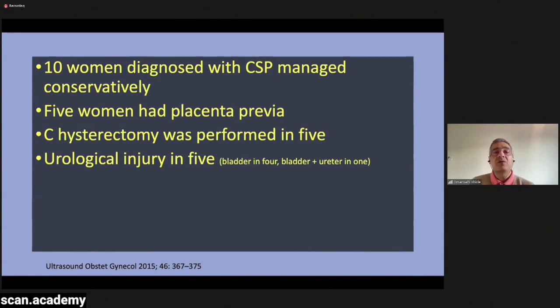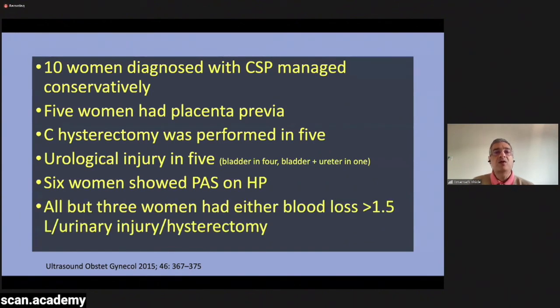What's important is the complications. Urological injury was noticed in 5 of them. In 4 of them, the bladder was injured, and in 1 of them, the bladder and the ureter were injured. 6 women showed placenta accreta spectrum on histopathology. All but 3 women had either a blood loss of more than 1.5 liters, or a urinary injury, or a hysterectomy. So we can see that 70% of them have had severe complications as the pregnancy progressed.